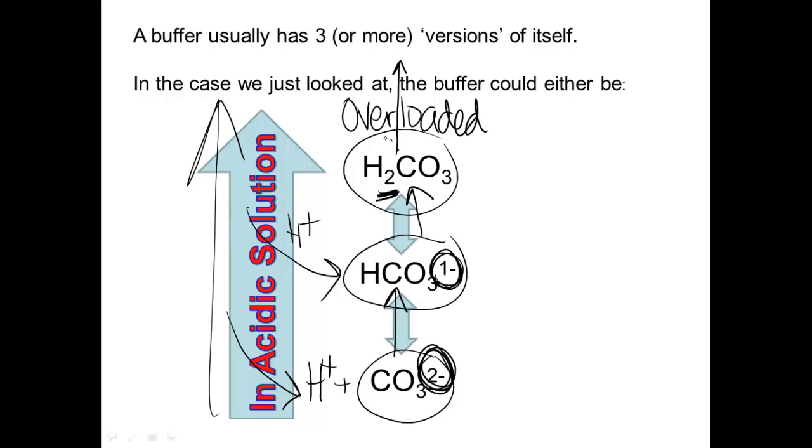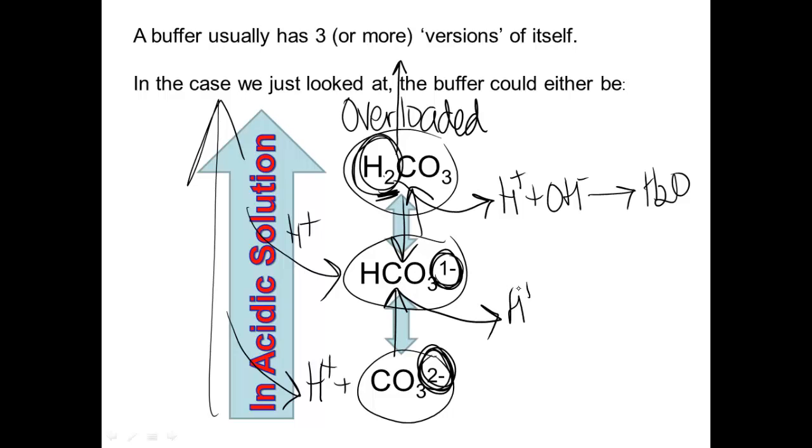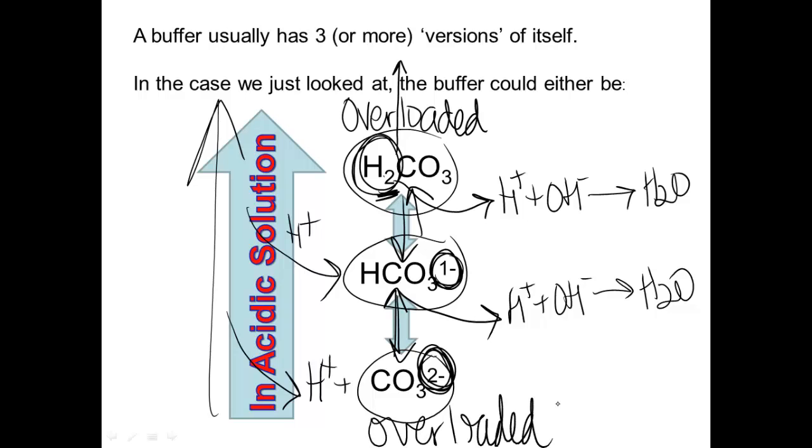In a basic solution, you see this form of the buffer has hydrogens to give away. It's going to give 1 hydrogen away to a hydroxide ion from the base to make water. pH is neutralized, it doesn't change. It gave away 1 hydrogen, so now it becomes only 1 hydrogen, HCO3 negative. It has 1 more hydrogen to give away, so it'll give another one away to the next base, making water again. The pH is neutralized, doesn't change, but now we become CO3 -2. There's no hydrogens left to give away, so in a basic solution, this buffer is depleted.